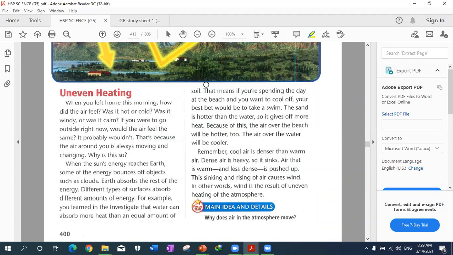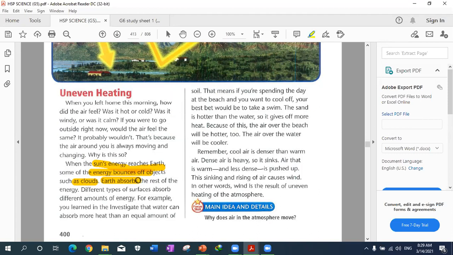Now you know that when the sun's energy reaches the earth, some of this energy bounces off. Bounces off means it's reflected. Clouds sometimes reflect this energy, or water, while Earth absorbs 50% of the heating, because we have different surfaces. We have earth, which is solid. We have air, which is gas. We have clouds, which contain water droplets. Each surface absorbs some of the heat and reflects some.